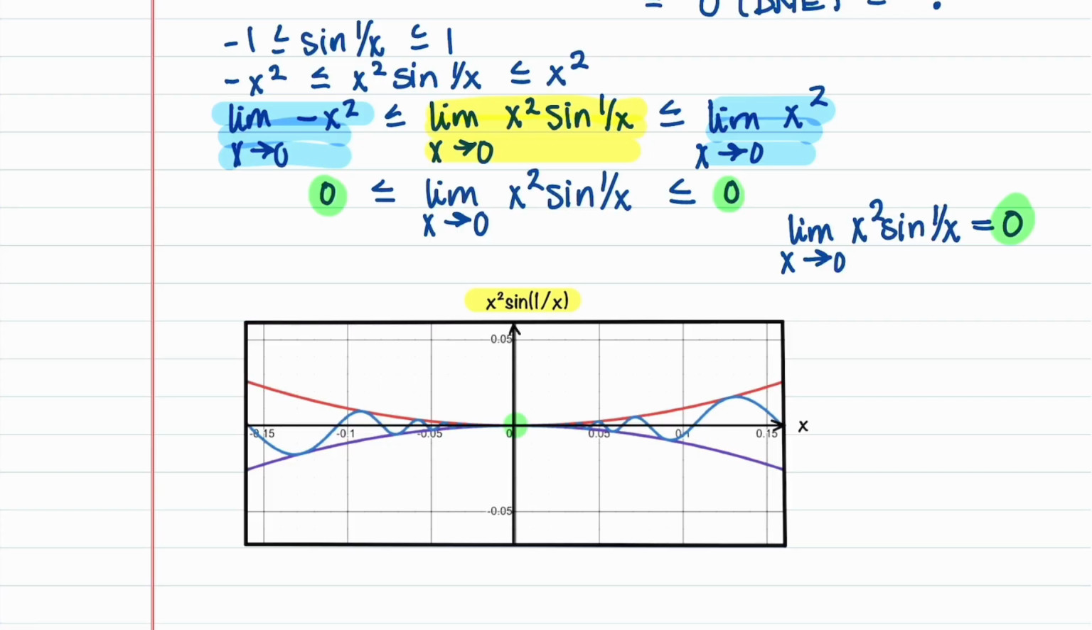And that's it. To really get comfortable with evaluating limits, make sure you practice plenty of problems on your own. That's really the only way to learn calculus.